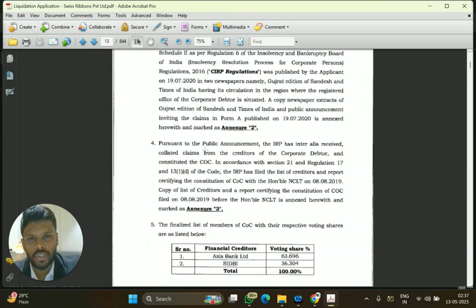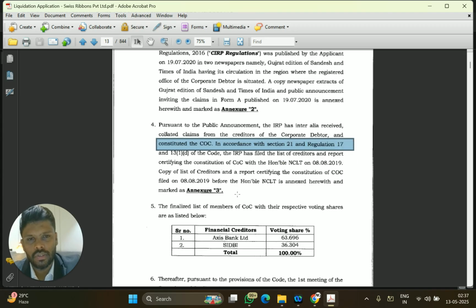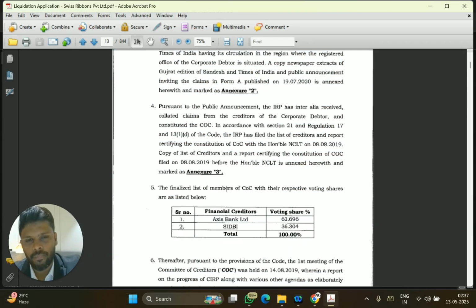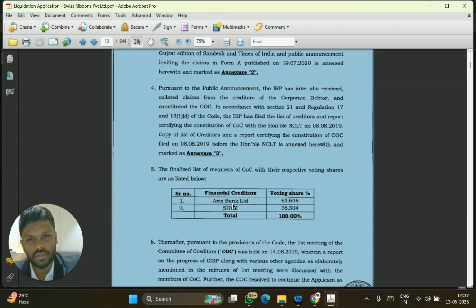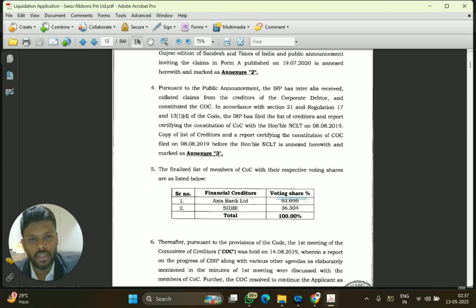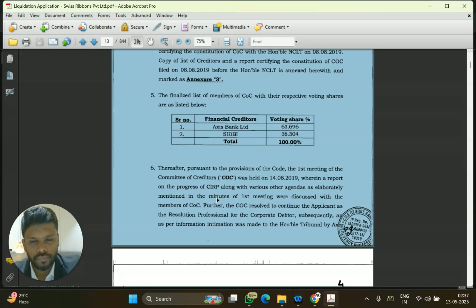Para number 4, after inviting claims, the committee of creditors was constituted in accordance with Regulation 21 and Regulation 17. The certificate of the COC is annexed as Annexure 3. Who were the members of the COC? There were only 2 members of the COC. As I told you, there were only financial creditors. Axis Bank held roughly 63%, and Small Industries Development Bank of India, SIDBI, held 36%. There were 2 members of the COC.